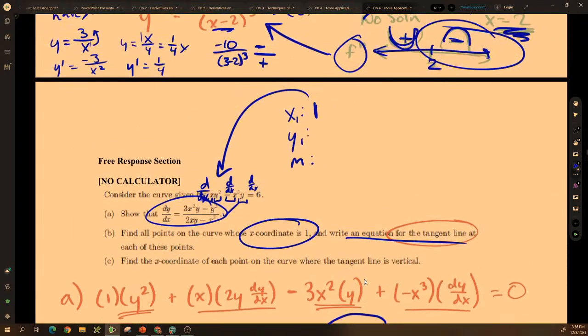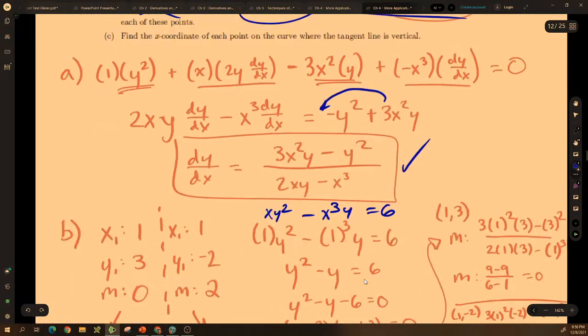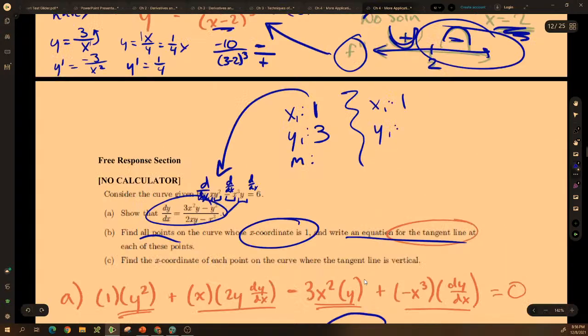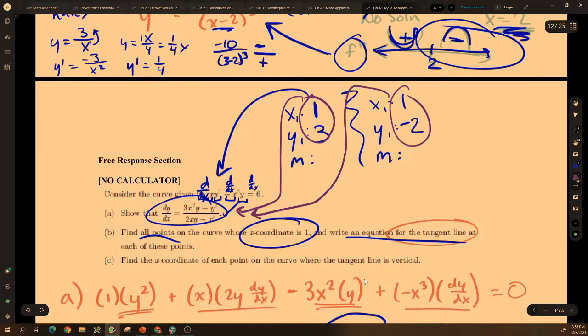So now, if I get 2 answers, and it did say find all points, that means I have 2 tangent lines. So I have one with 1 and 3. Then I have another one with 1 and negative 2. So I have 2 x1, y1s, and m's. And they will have different m's. That's okay. So how do I get the m? Well, I need to plug both of these into the derivative. Plug in 1 and 3, and 1 and negative 2, into the derivative.